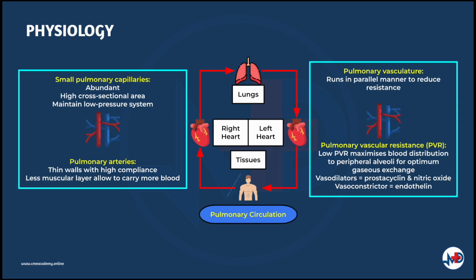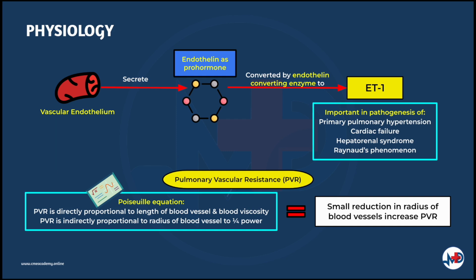There are several vasoactive compounds that can affect the pulmonary vascular resistance. Prostacyclin and nitric oxide serve as vasodilators, while endothelin is a vasoconstrictor. Endothelin is a potent and long-acting vasoconstrictor. It is secreted as a prohormone by the vascular endothelium and is converted to endothelin-1 by endothelin-converting enzyme. It is believed that the endothelin system is important in the pathogenesis of many diseases such as primary pulmonary hypertension, cardiac failure, hepatorenal syndrome, and Raynaud's phenomenon.